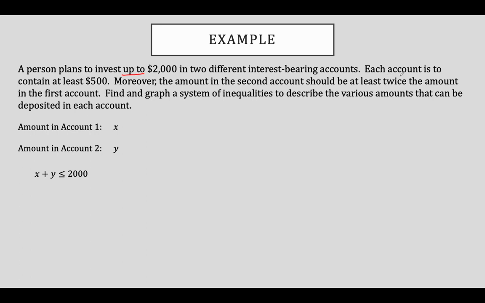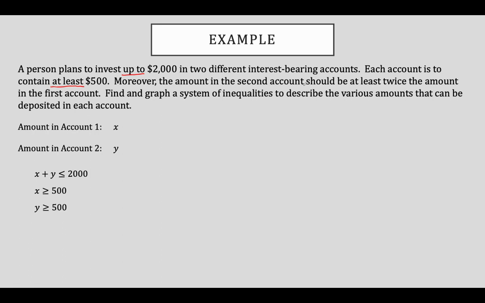Also, each account is to contain at least $500. That means the amount in each account must be greater than or equal to 500. In other words, x is greater than or equal to 500, and y must also be greater than or equal to 500. Look for keywords like up to or at least. Again, greater than or equal to $500. That would be 500 would be the minimum.